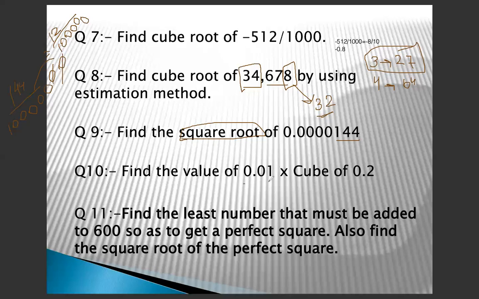Find the value of the cube of 0.1 multiplied by the cube of 0.2. Now the cube of 0.1 means 1 upon 1000, into the cube of 0.2, that becomes 8 upon 1000. That becomes 8 upon how many zeros? 5 zeros. 1, 2, 3, 4, 5. Here we have 5 zeros and you can write it in decimal form.